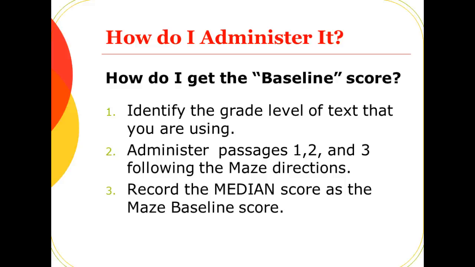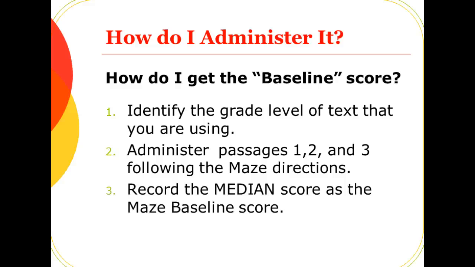Now, what they ask you to do is to start out getting a baseline score. But how do you do that? First thing you do is identify the grade level of the text that you're going to be using. Print that off for each student, and then you're going to administer the directions that we just talked about for passage 1, passage 2, and passage 3. Again, following those maze directions.